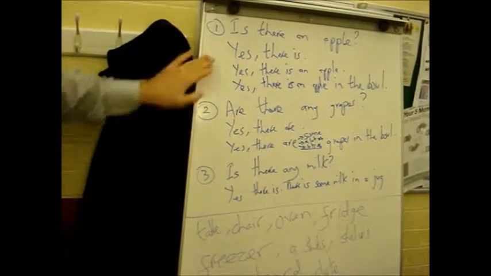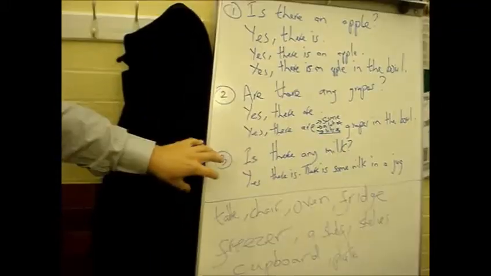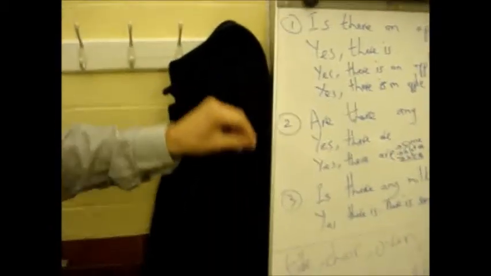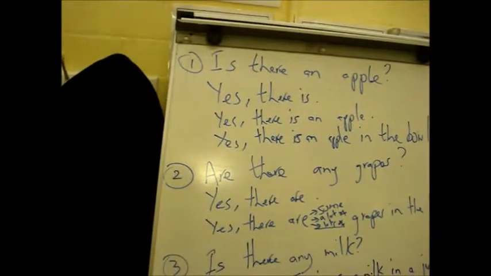So these were both countable, singular and plural, but remember, uncountable nouns are only singular. Is there any milk? Yes there is. Yes there is some milk in a jug over there.